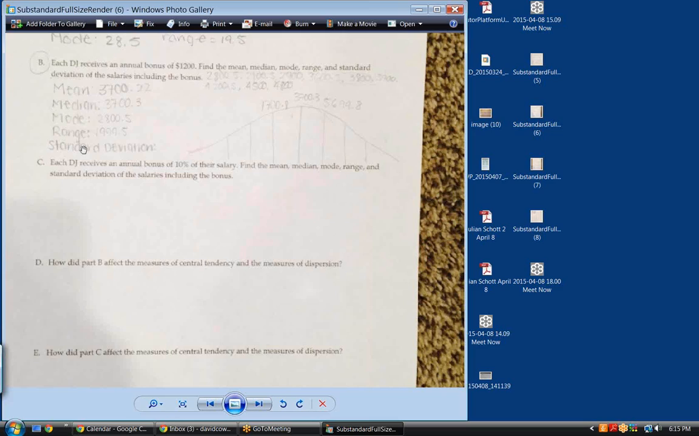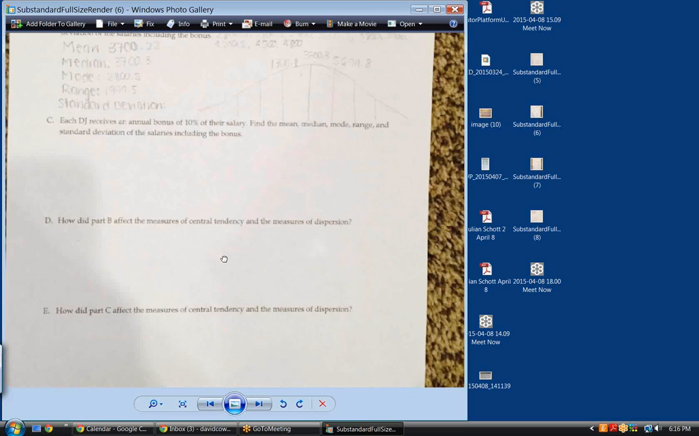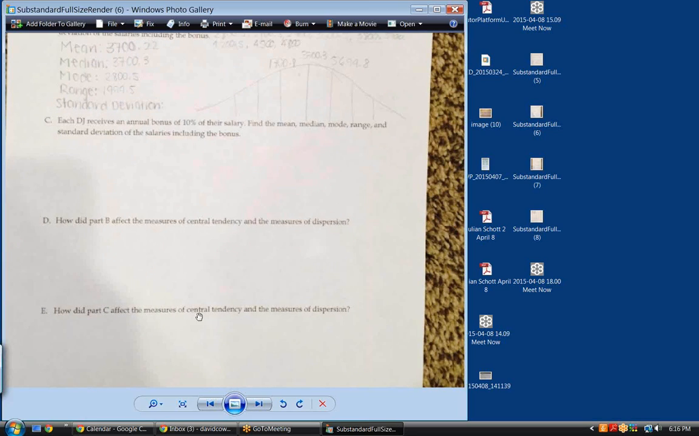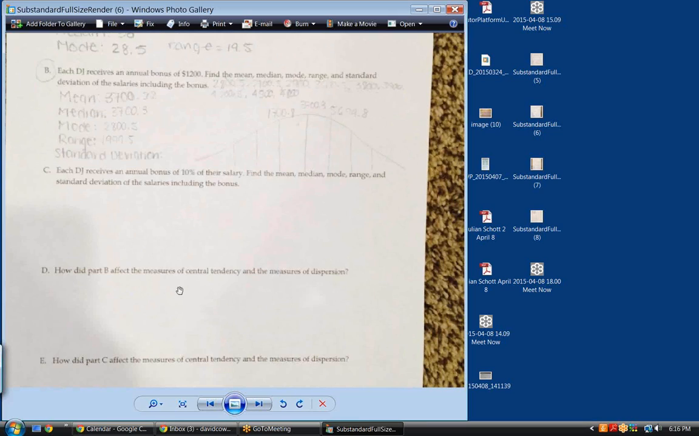Okay. I would think standard deviation would be affected also. But you'll know. In other words, once you have the answers for C, it'll be real easy to answer D, as long as what D is asking is, how did it affect the mean, median, mode, range, and standard deviation? That's what D is asking for. How did C affect the measures, typo? Oh, how did C? Oh, I get it. Part D is how B affected all of these. Part E is how C affected them all.